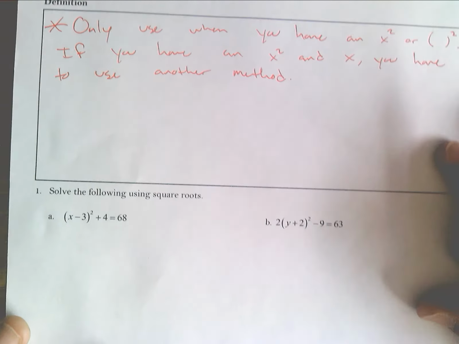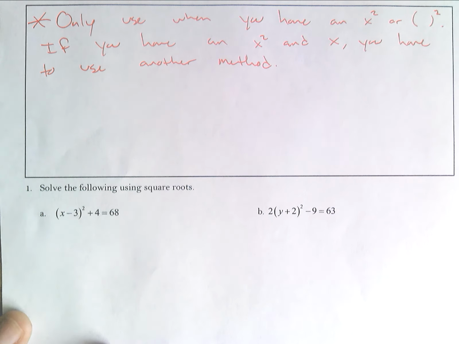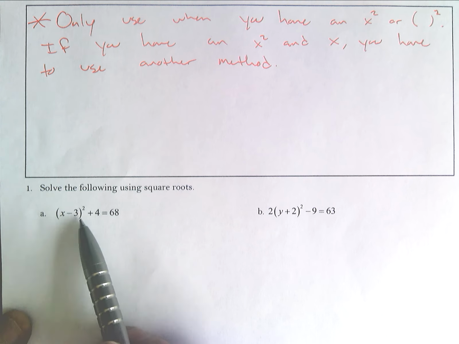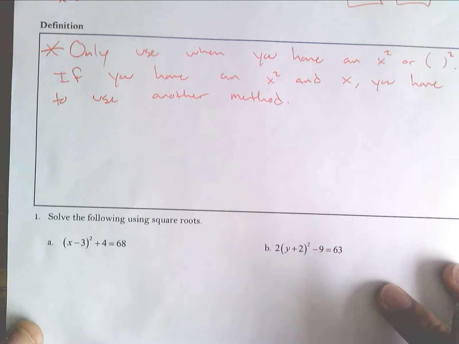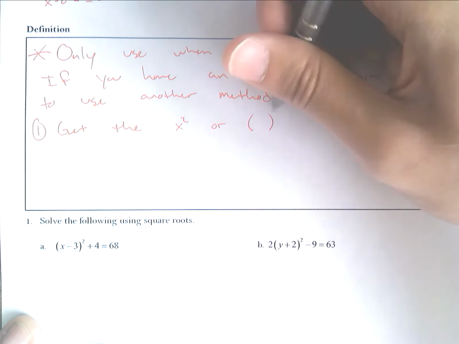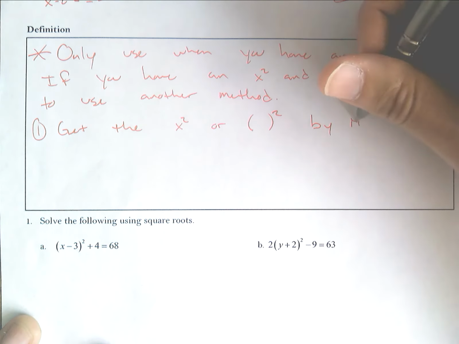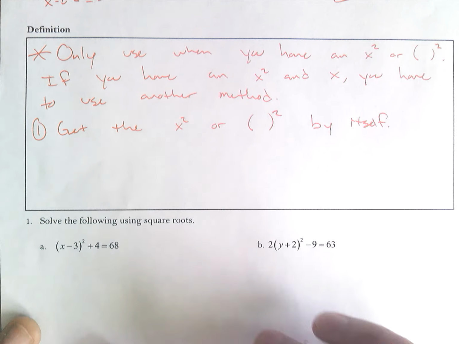So let's take a look at this first one down here. Well, do we have an x squared or a parentheses squared and nothing else? I see that we have the parentheses squared, so that's good. This meets the criteria. So in order to solve this, step 1 is to get the x squared or the parentheses squared by itself. So just like when we solved in the previous objective, we got to get that squared term by itself.